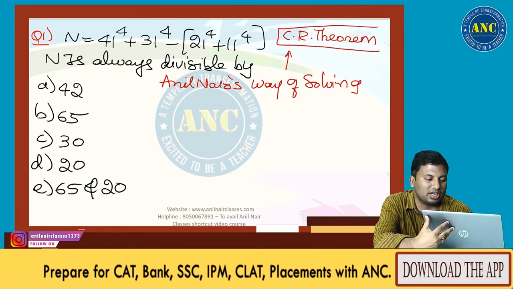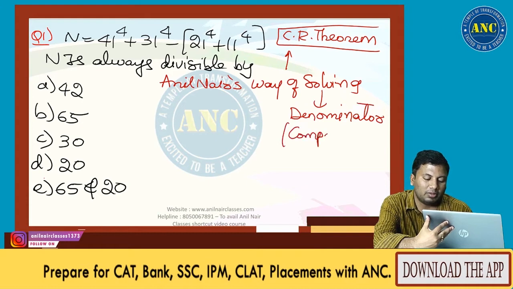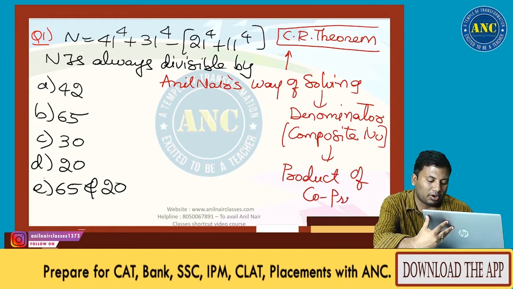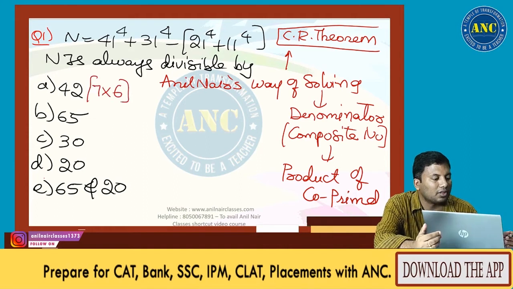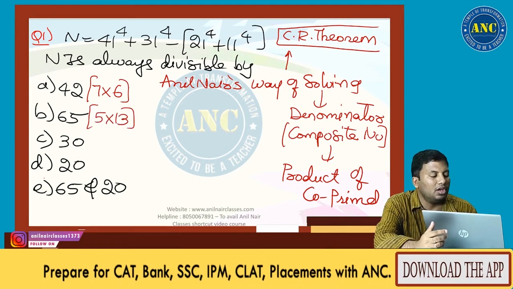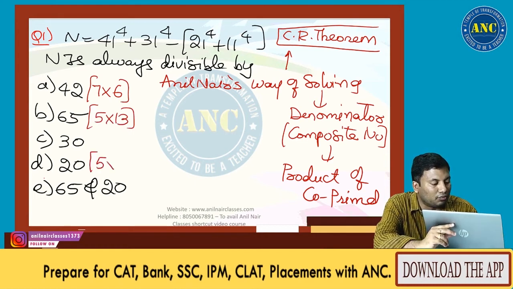Chinese remainder theorem says, if the denominator is a composite number, write the number as a product of coprimes. 42 is nothing but 7 into 6. 65 is nothing but 5 into 13. 20 is nothing but 5 into 4. 30 is nothing but 6 into 5.